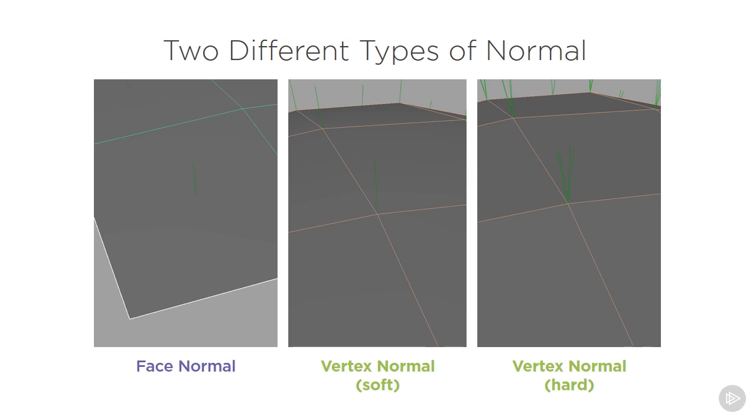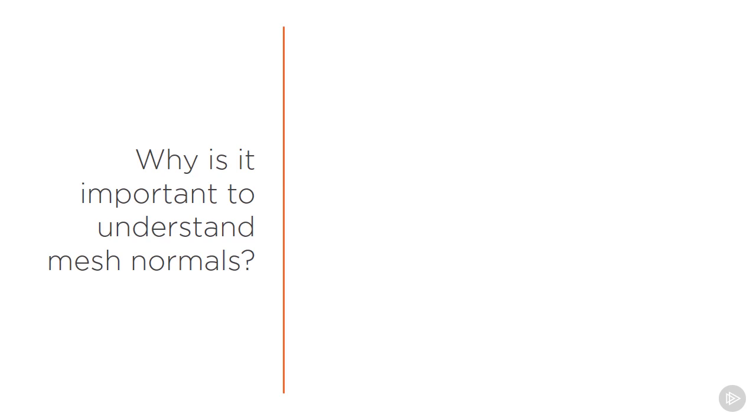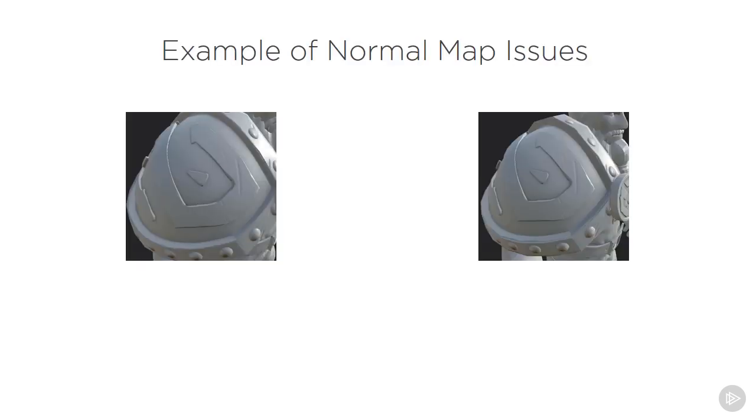All right, great. So with that said, let's talk about how we can manage vertex normals prior to texturing. As a texture artist, you may not have been the artist that modeled the asset that you're texturing. In a case like this Swords and Shovels hero, the normals needed some adjustment when this asset was handed off to me. So let's talk about why it's important first to understand these mesh normals. The mesh normals can drastically impact the overall quality of the normal map that we're about to bake over inside of Substance Painter. Let me show you an example here.